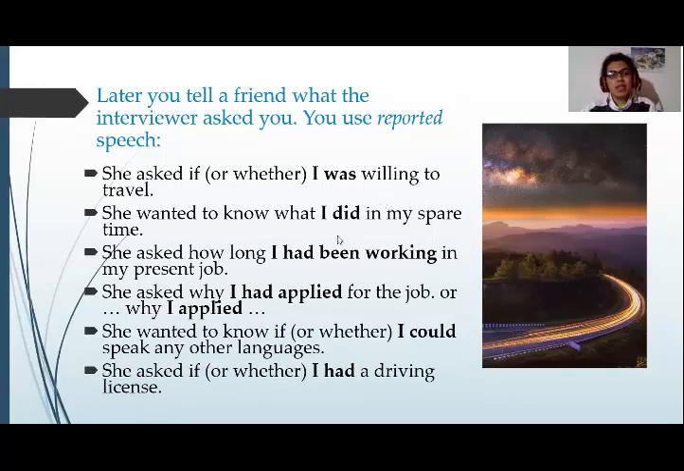If you can see, in this part we have the past form. We use a past form for reported speech. And that's it for today.